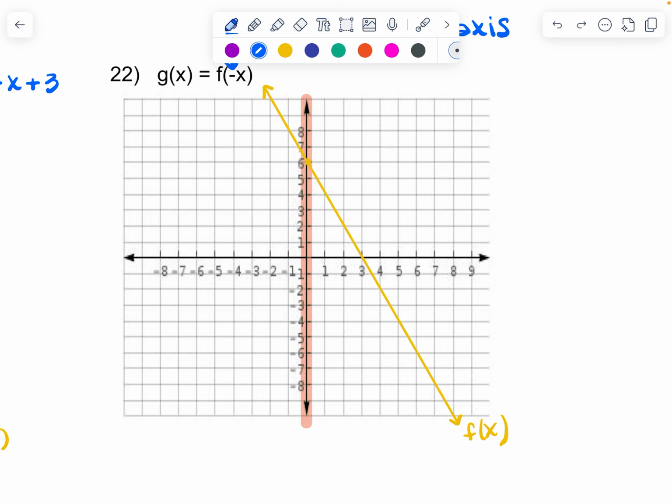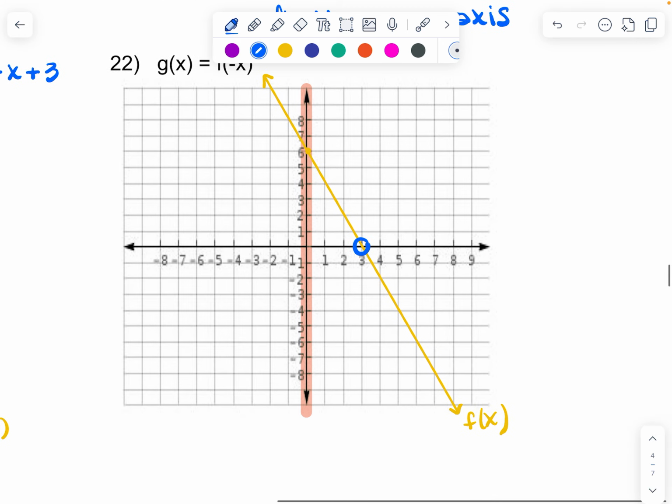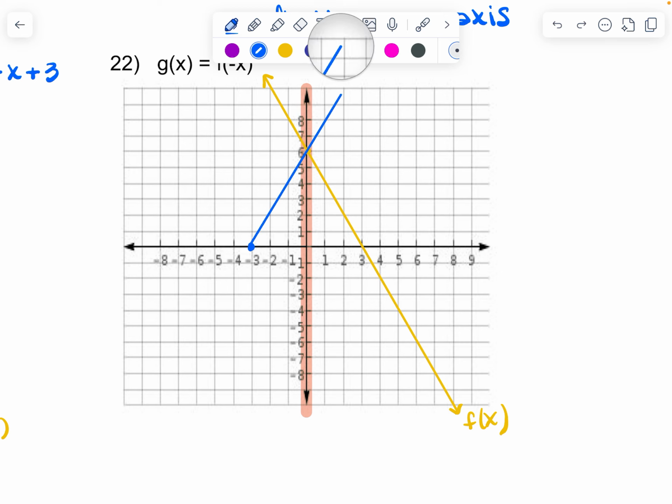So essentially what that means is, I just like to use the intercepts. So this positive 3 x-intercept, his reflection buddy is over here. So I'm just going to reflect that point. When I reflect it over the y-axis, it's going to look like this. And that's my g of x.